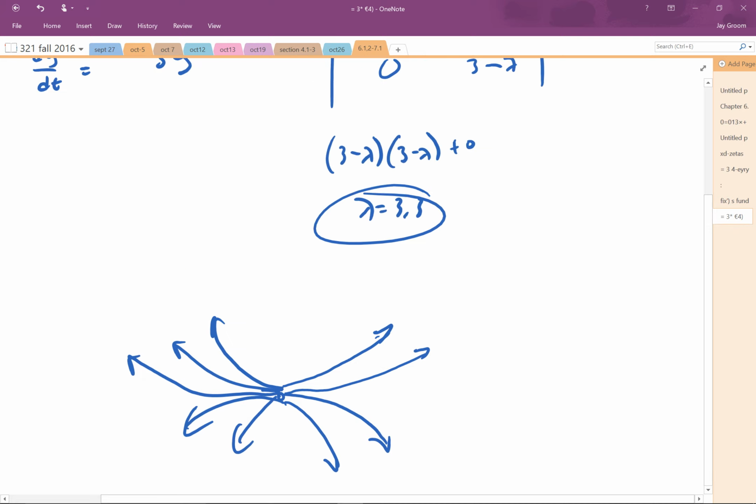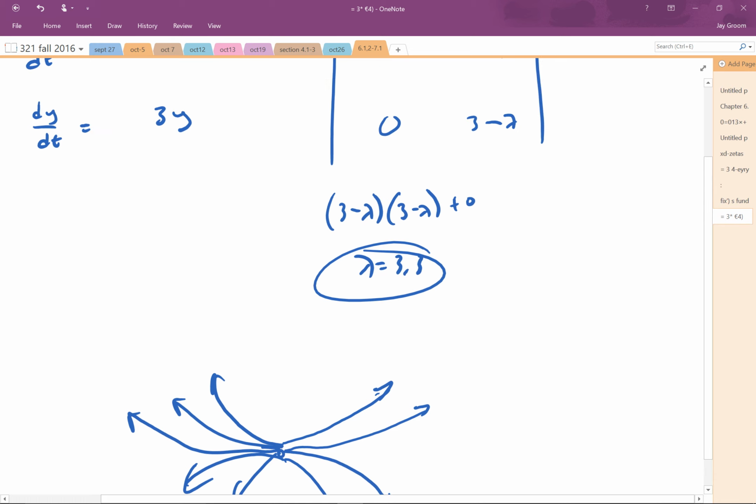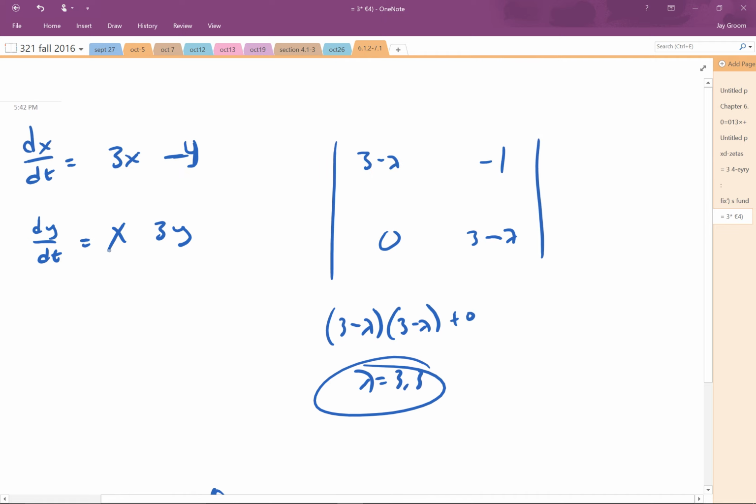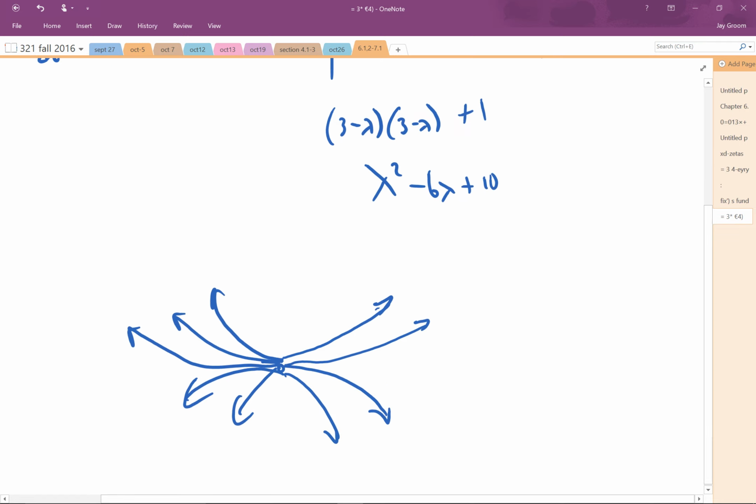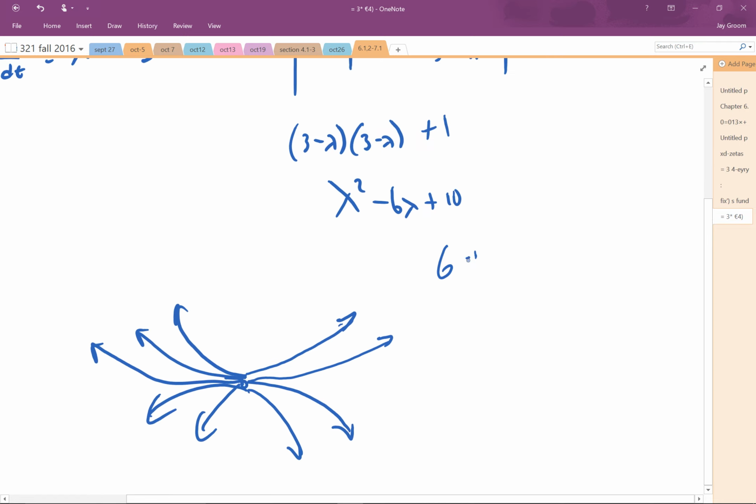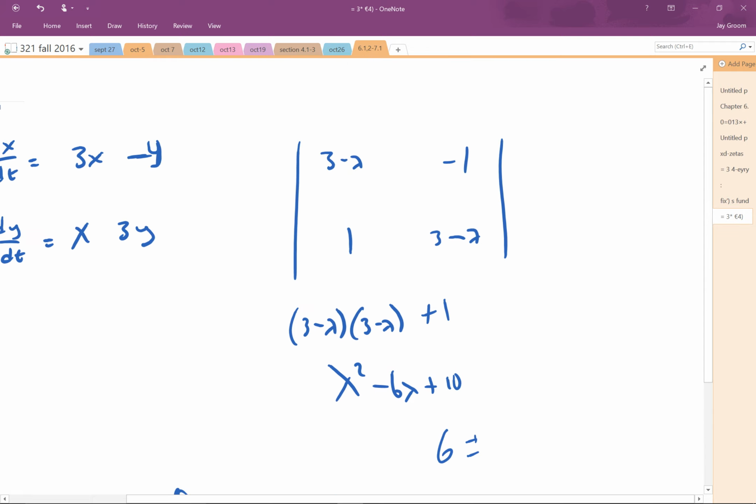Okay? And then let's look at another one that's similar to that, an improper node. Let's make this a little different. Let's just put an x right here, so that makes this a 1. I'm already here, so I'm just going to go plus 1. So we know this is going to be lambda squared minus 6 lambda, plus 9 plus 1 is plus 10, which does not factor, but it's going to be 6 plus or minus the square root of, oh, Judas Priest. Make that a positive 1. There we go.